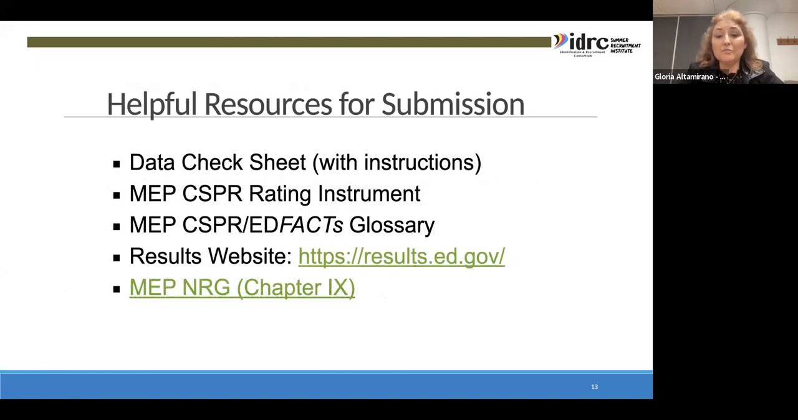And helpful resources for when you go to do the submission: most of the states get a data check sheet from OME with instructions. If you input all your data from the previous CSPR and then this year's CSPR, that's where you're going to see what the difference was, and if it was either 10%, 15%, 20%, or more, and that is where you put in your comments of why there was a difference, either greater than or less than.